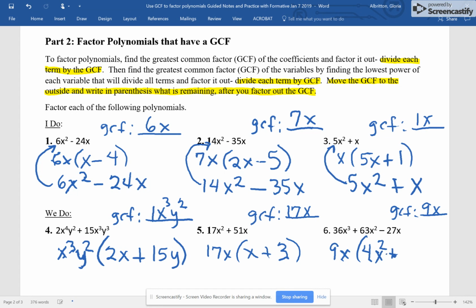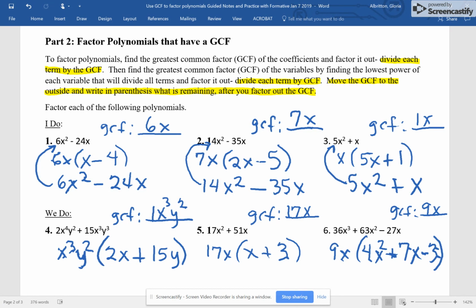Plus 9 divides 63 7 times. And pull an x out of x squared. There's only one x left. Minus 9 divides 27 3 times. Pull an x from that x, and there's no x's left. So our answer will be 9x times 4x squared plus 7x minus 3.